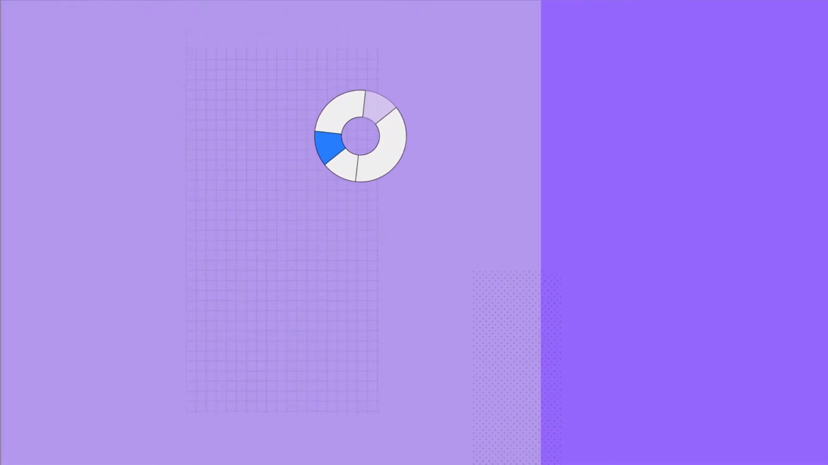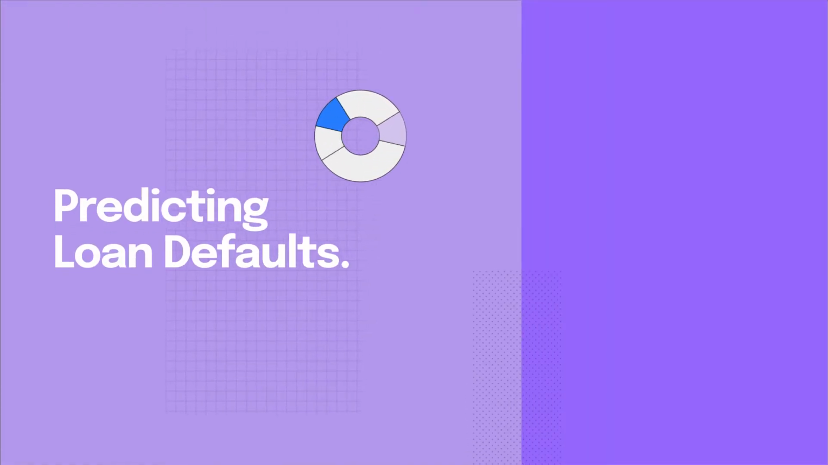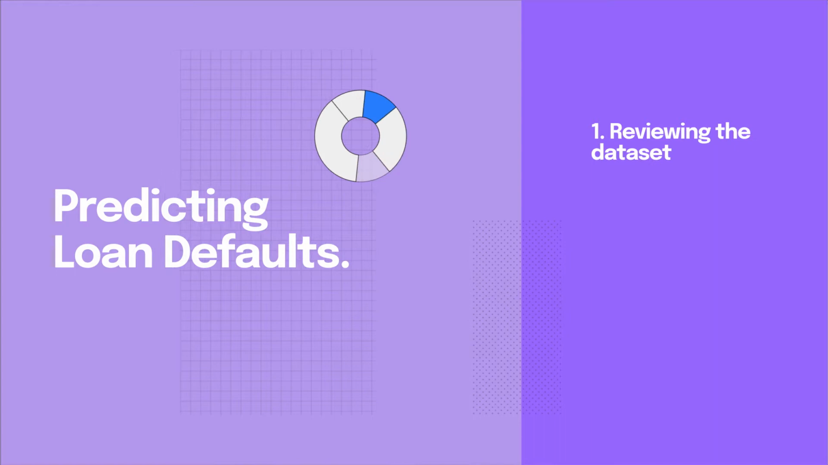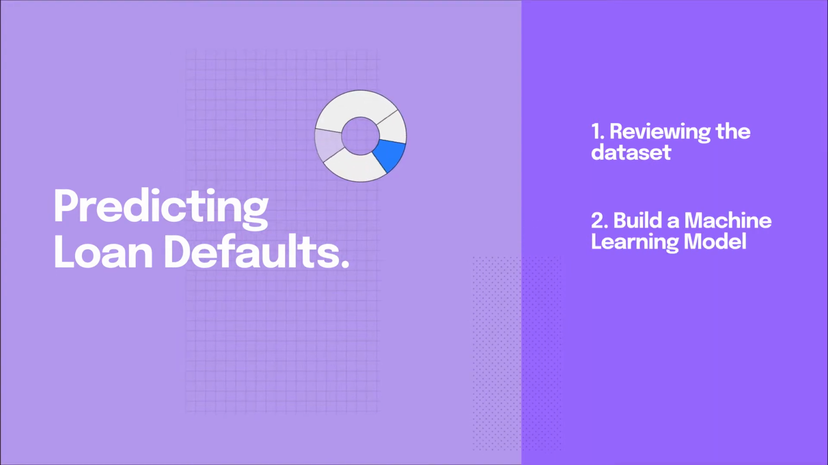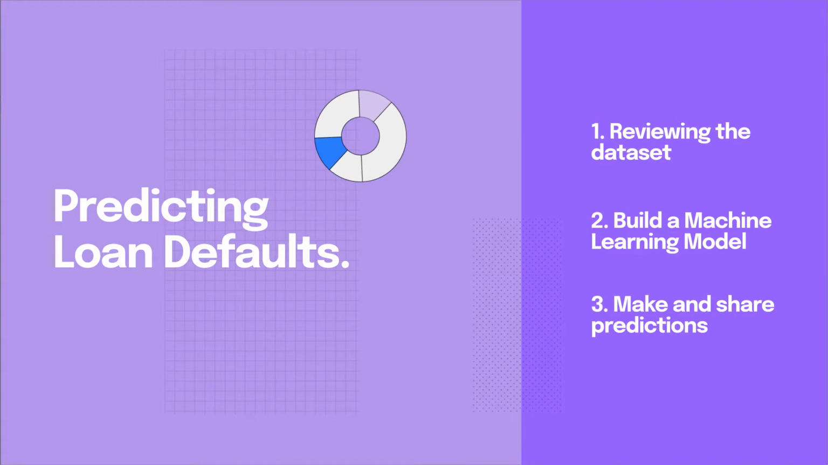Today, we're going to build a model to predict loan defaults. We'll start by reviewing the dataset. We'll then build a machine learning model for predicting loan defaults, and instantly see how we can make predictions and share them with others on the team.